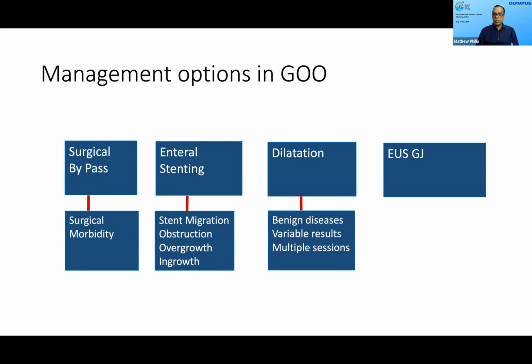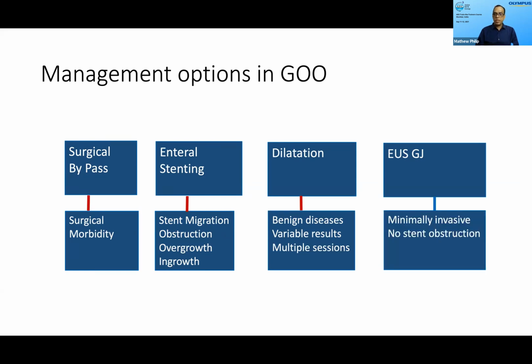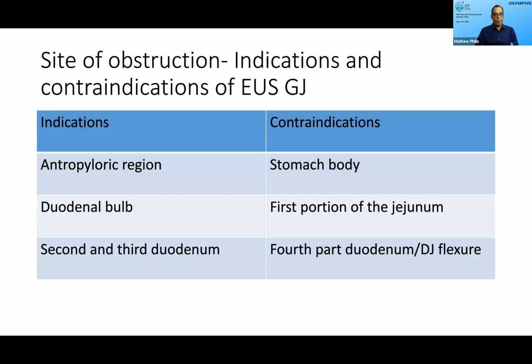So coming to EUS-GJ, it has many advantages. It is minimally invasive and there is usually no stent obstruction. So what are the sites of obstruction where it is indicated or contraindicated? Lesions in the distal part of the stomach, like the antropyloric region, or in the duodenum, especially the first part, second part, or early third part, we are able to treat. All other portions, like the body of the stomach, first part of the jejunum, or DJ flexure, fourth part of the duodenum, make it difficult to do this procedure.